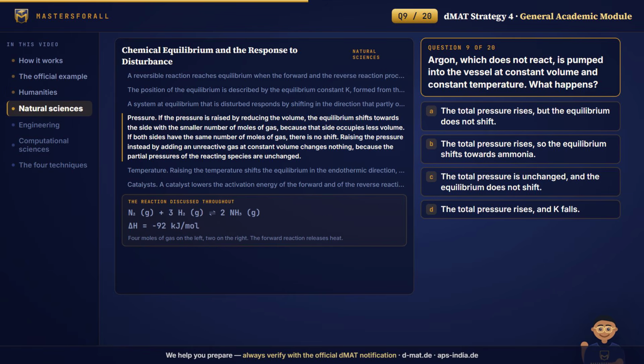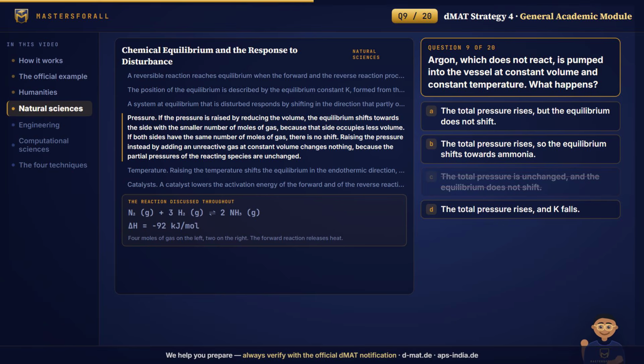Question 4. Argon, which reacts with nothing, is pumped in at constant volume and constant temperature. A. Pressure rises, no shift. B. Pressure rises, shifts towards ammonia. C. Pressure unchanged, no shift. D. Pressure rises, K falls.